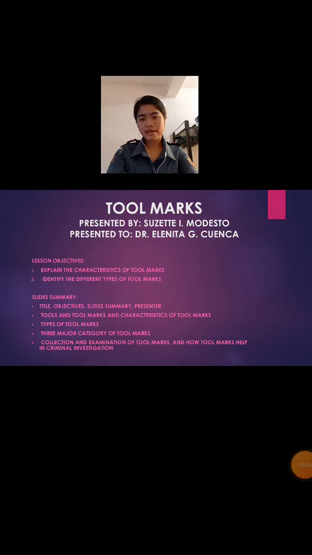Our topic for today is tool marks. Before we proceed to our lesson, let's start with the lesson objectives. Students should be able to explain the characteristics of tool marks and identify the different types of tool marks.